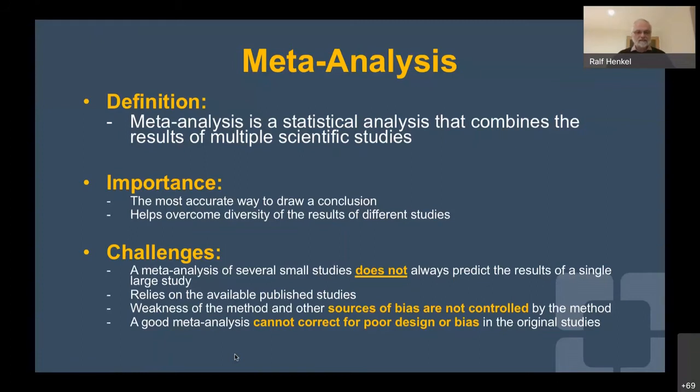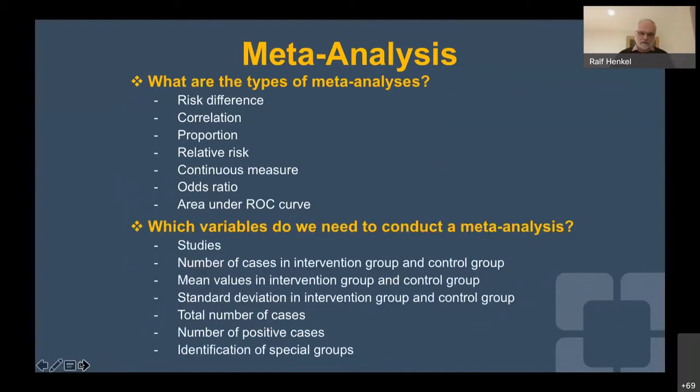One weakness is that the method and other sources of bias are not controlled. So that in the end depends on the studies that we include in the meta-analysis. And finally, a good meta-analysis cannot correct for poor design or bias in the original studies. Meaning in the end, garbage in, garbage out, but all this is what we try to actually avoid and compensate for in our approach in this huge meta-analysis.